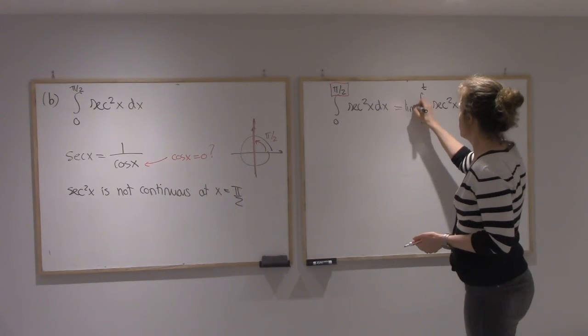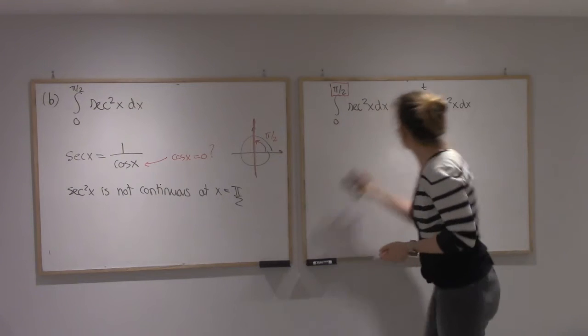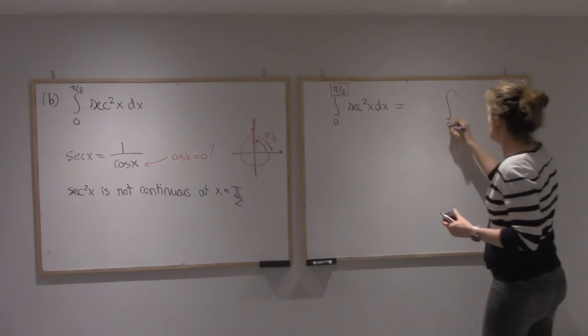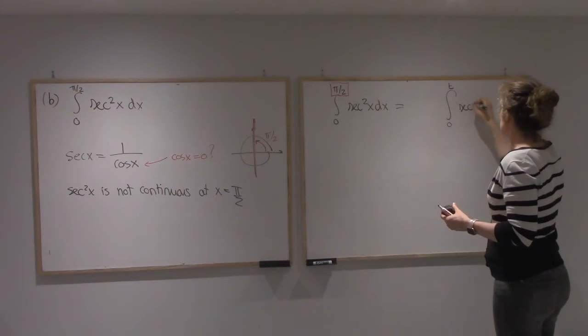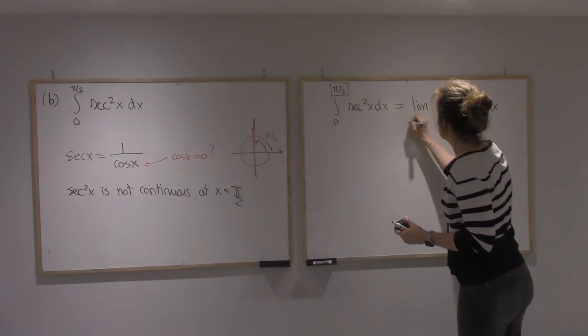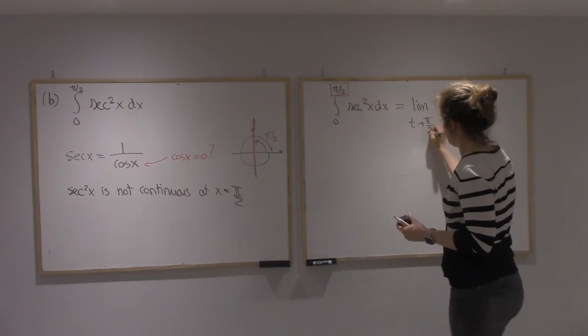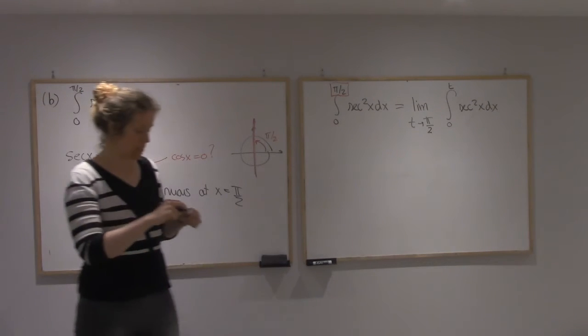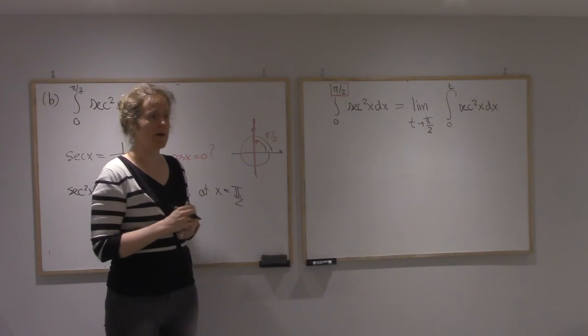And I'm going to have a limit as t. I need more room. I'm going to replace it by t, so I need a limit sending t to pi on 2. Now I'm going to give you 5 seconds to determine if it's pi on 2 plus or pi on 2 minus.